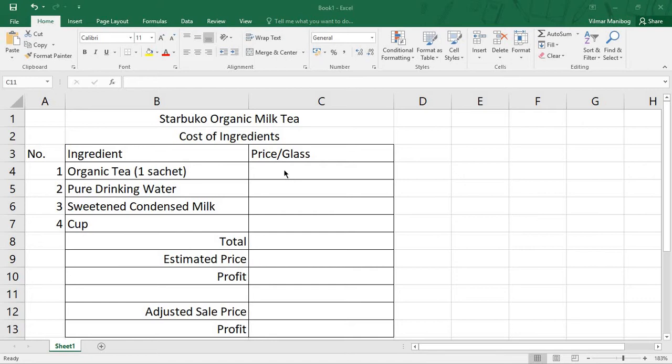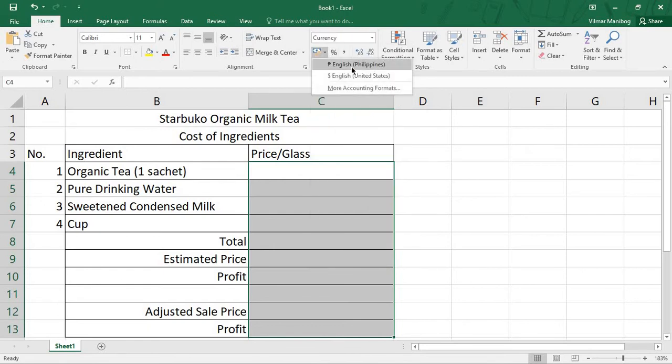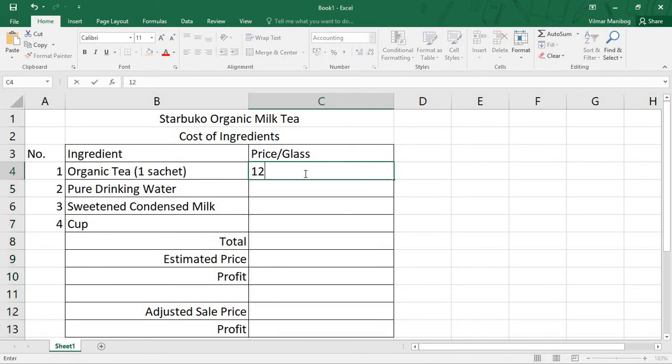Dito, first step is for us to determine what's the currency we're going to use. Since pesos ang gagamitin natin, class, i-ban natin siya dito, currency. Ban natin ito, Philippine pesos. Then we're going to enter now the price. 20 centavos. 13 pesos. Yan, and then 2 pesos.